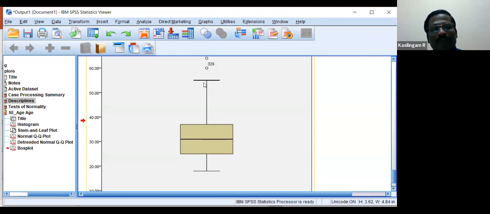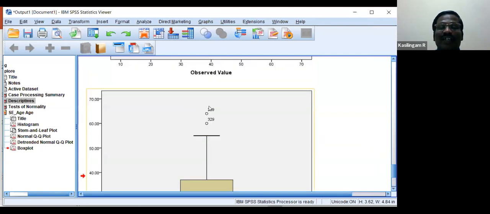So now, these two values are outliers. Please note down the case number, case means respondent. 389 and 329 are the outlier values.